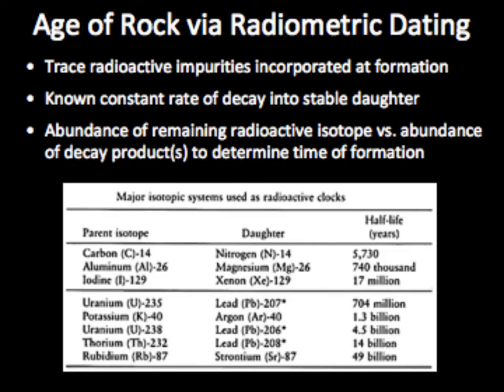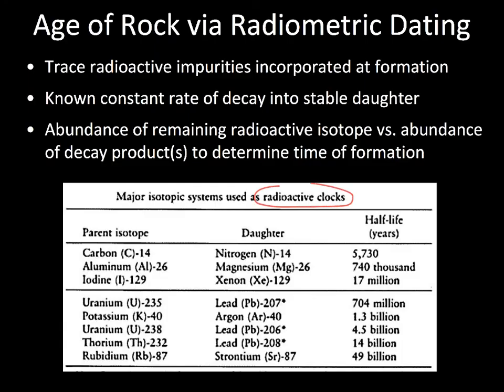This chart shows you some of the major isotopes that are used as what are called radioactive clocks, which basically means these are the radioactive isotopes that scientists would be looking for in rock samples. So over here you have what the radioactive isotope is. You can see carbon, I was talking about carbon-13 before. Well, carbon has a radioactive isotope, it's carbon-14, and it takes 5,730 years for half of a sample of carbon-14 to decay to the stable daughter nitrogen-14. And that's what's called half-life.